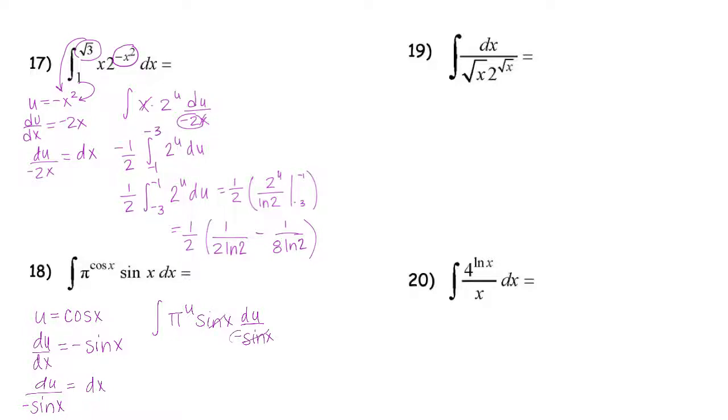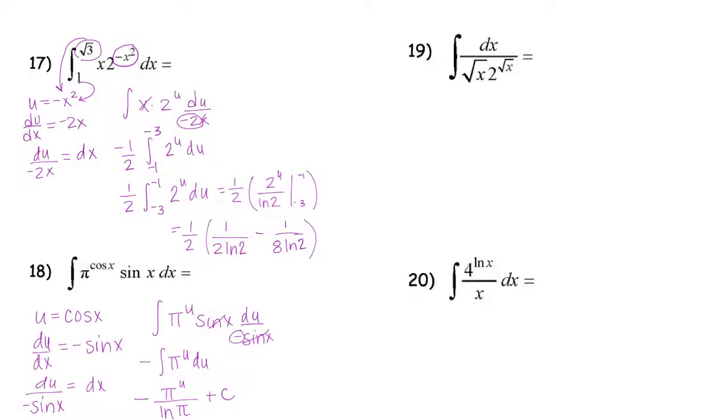Again, we're going to cancel, we're going to move that negative out, so we're going to have the negative integral of pi raised to the u du, and so that's going to be negative pi raised to the u over natural log of pi, and then plus c.